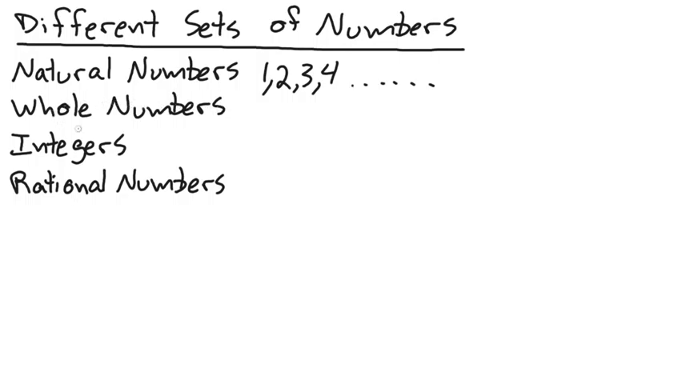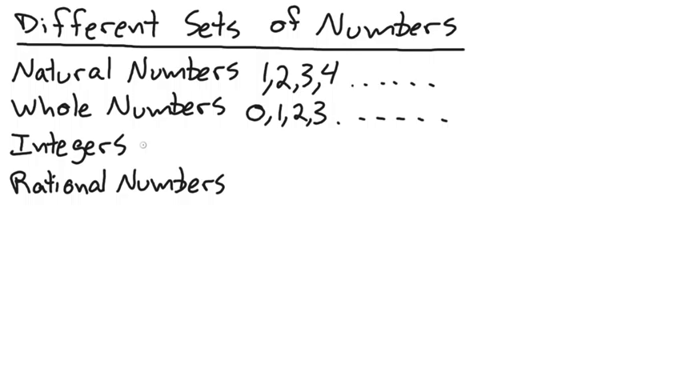Whole numbers includes all of the natural numbers, but then it adds 0 to the set. So you start at 0, and then you proceed to 1, 2, 3, and so on.